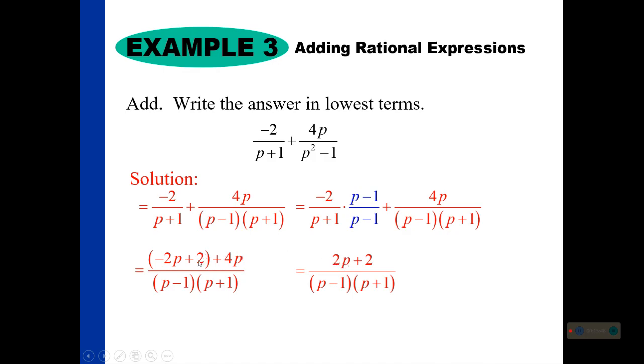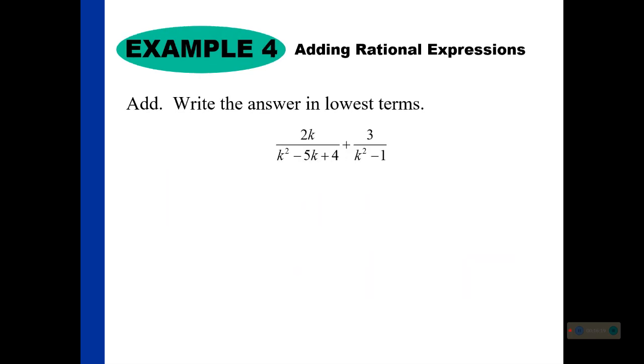And then we don't have any constant except positive 2. So that's why we have here positive 2. Then copy the LCD, p minus 1 times p plus 1. And then take note of 2p plus 2. This can be simplified. So this will result to 2 times p plus 1 over the LCD, p minus 1 times p plus 1. And as you have seen, p plus 1 is common, so you may cancel them out. And the final answer will be 2 over p minus 1.